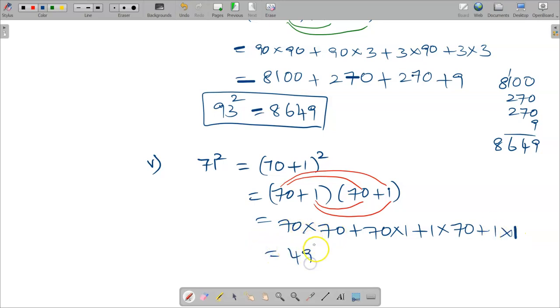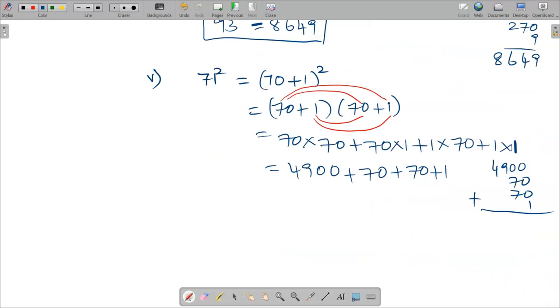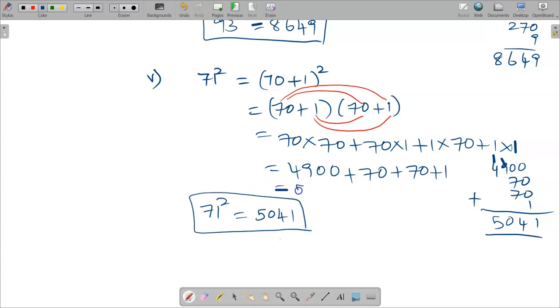7 7s are 49, 00 you have, 70 into 1 is 70, 1 into 70 is 70 plus 1. So 4900, then 70, again one more 70 and then 1. Add all the numbers. So you have 1 plus 0, 1, 7 plus 7, 14, 1 carry, 9 plus 1, 10, 1 carry, 4 plus 1, 5. Okay. So 5041. So 71 square is 5041.